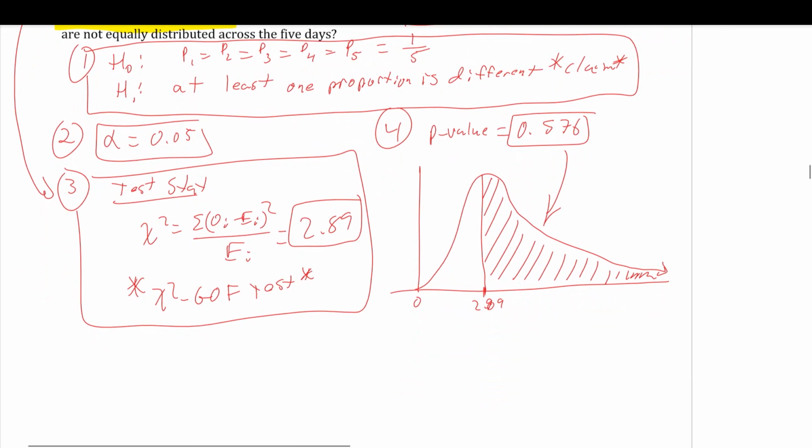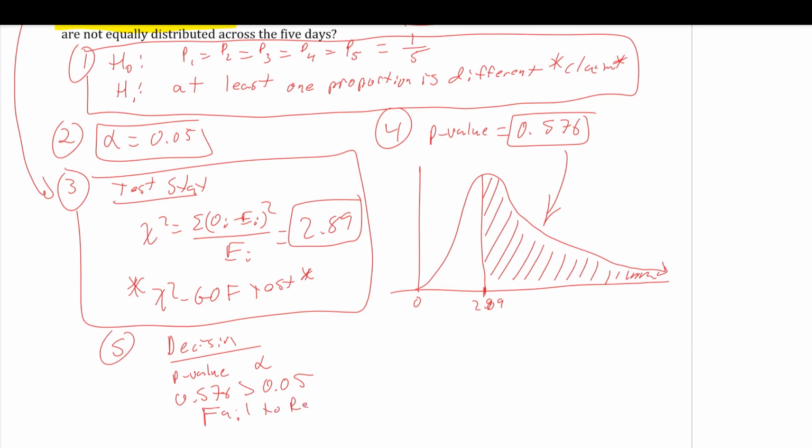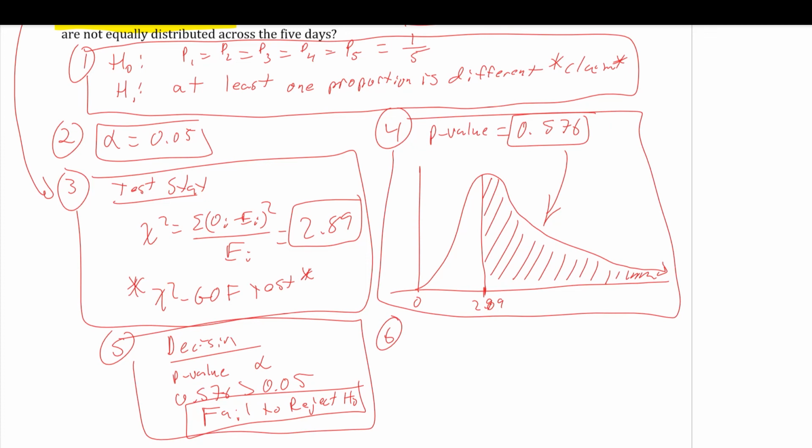Okay, so step 5, decision. Compare our p-value to our significance level, the p-value being 0.576, significance level being 0.05. This is definitely greater than, so we fail to reject the null hypothesis. Step 6, we're going to come up with our conclusion statement. Again, we failed to reject the null hypothesis, so in a sense, the null hypothesis is still true. If the null hypothesis is still true, then that means we're not able to support our claim.